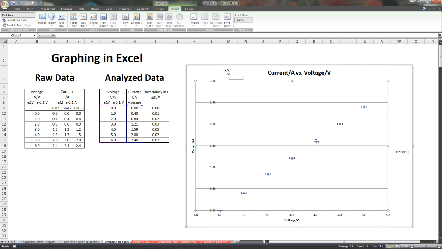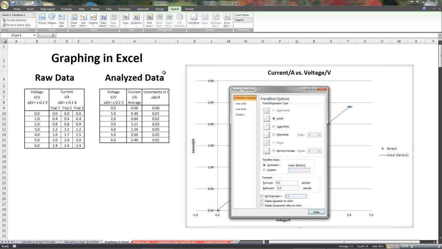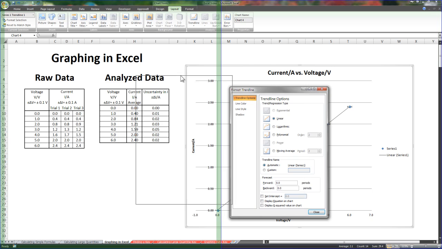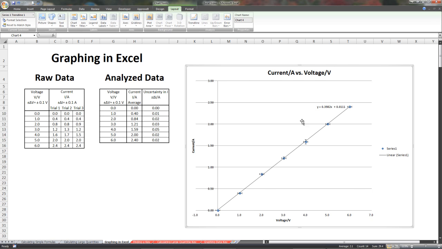Now it's time to add my trend line, because a trend line is very important as far as finding slope and those kinds of things. In order to add trend lines, we go up here to this button that says Trend Lines, and we want to go to More Trend Lines Options. The reason we go to the options instead of just clicking a linear trend line is because we get to choose linear, but then we also get to say display the equation on the chart. So instead of me having to calculate the slope of the trend line, it automatically does that.